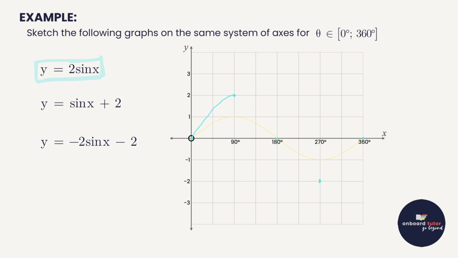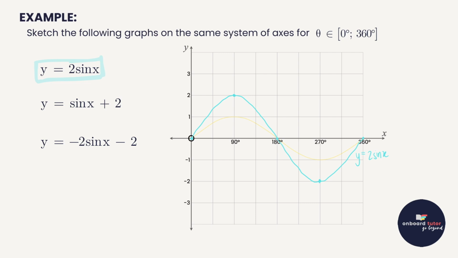So here we have it. We are adapting our parent graph. And look how nicely this shows us what the stretch actually looks like. So the amplitude here, an amplitude of a sine graph is normally 1, the distance between rest and the highest point. Now it's going to be 2. So that's the graph of y equals 2 sine x, a vertical stretch.